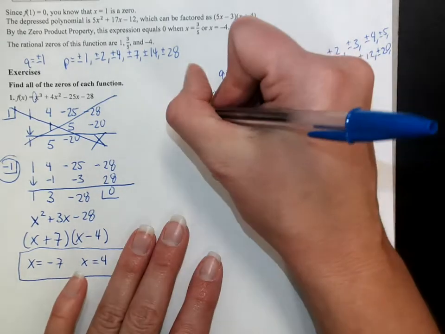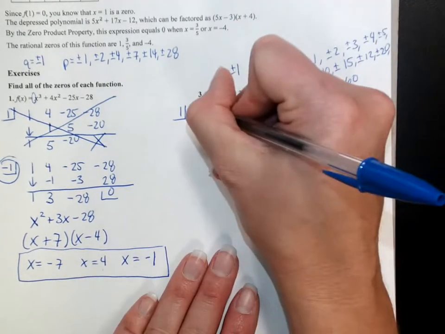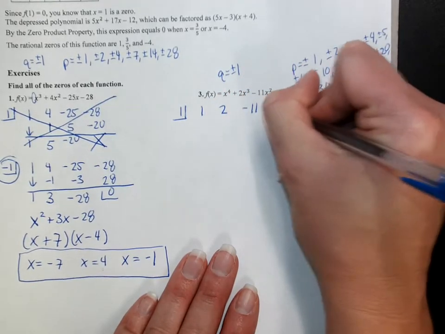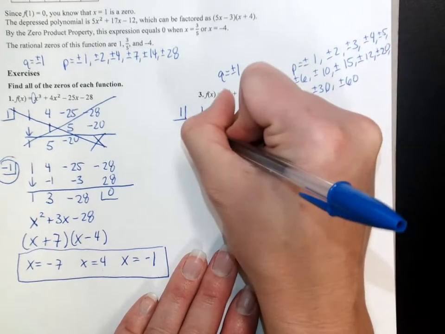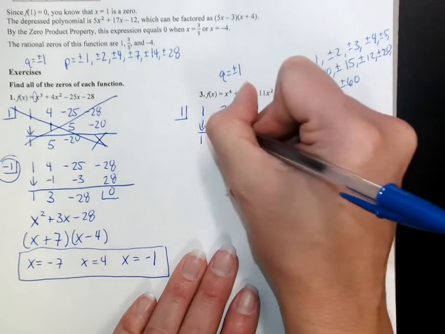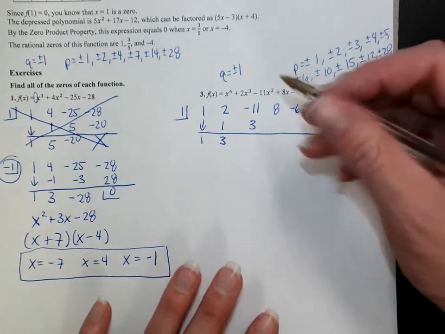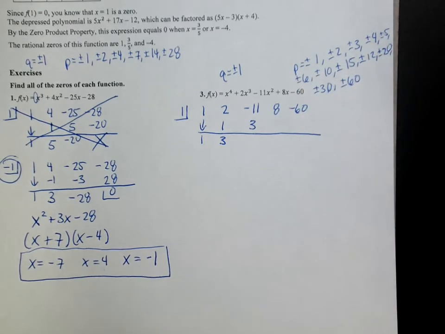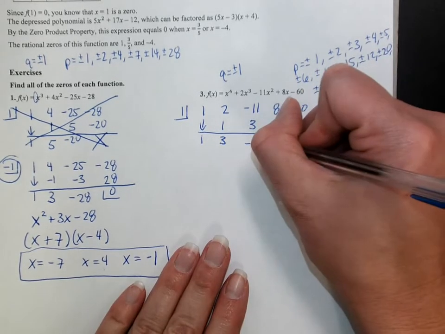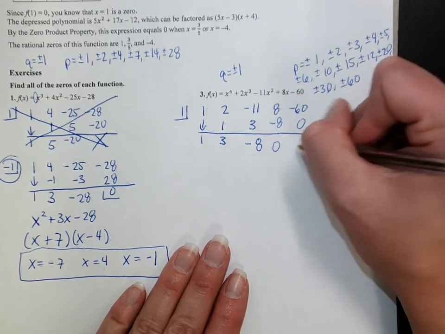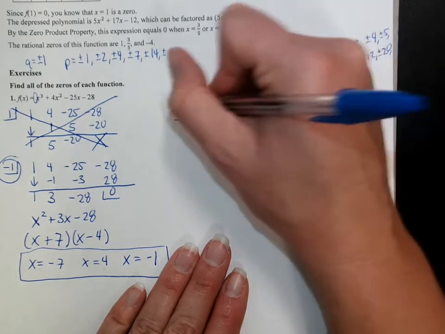Let's try 1 again. Again, I'm a big fan of starting with 1. Put your coefficients across there. That's a 1. That's a 2. That's a negative 11. That's an 8. That's a negative 60. Bring down the 1. 1 times 1 is 1. That's 3. That's 3. Negative 11 and 3 is a negative 8. Yeah, I had a moment there. Negative 8, that's negative 8. That's 0, that's 0. That is a remainder of negative 60, so no way.